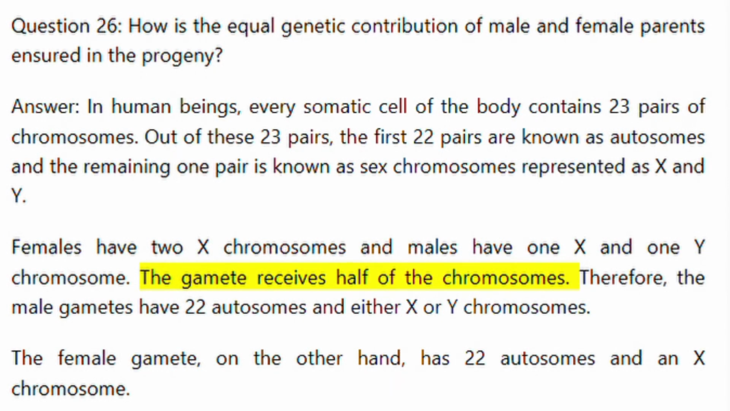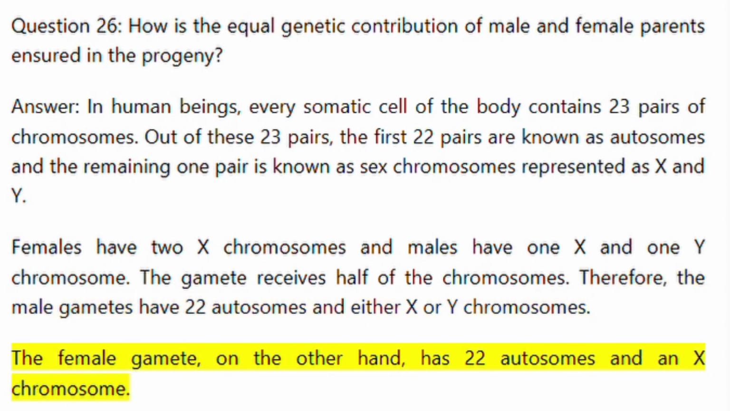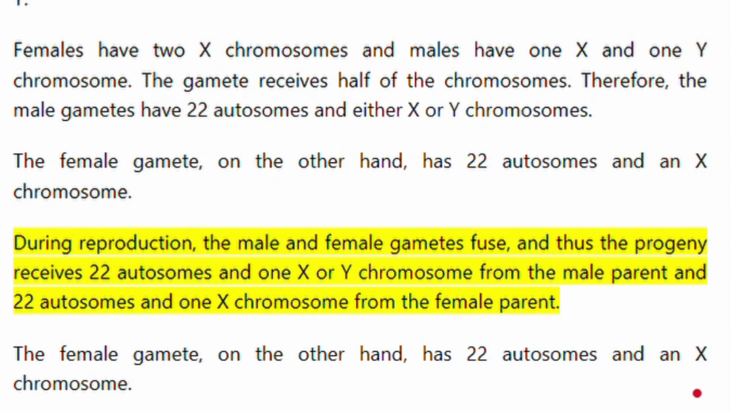The gamete receives half of the chromosomes. Therefore, the male gametes have 22 autosomes and either an X or Y chromosome. The female gamete, on the other hand, has 22 autosomes and an X chromosome. During reproduction, the male and female gametes fuse, and thus the progeny receives 22 autosomes and 1 X or Y chromosome from the male parent and 22 autosomes and 1 X chromosome from the female parent.